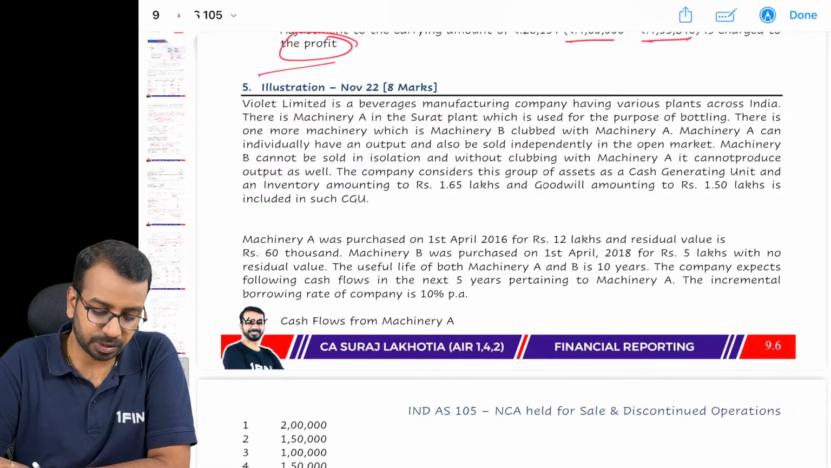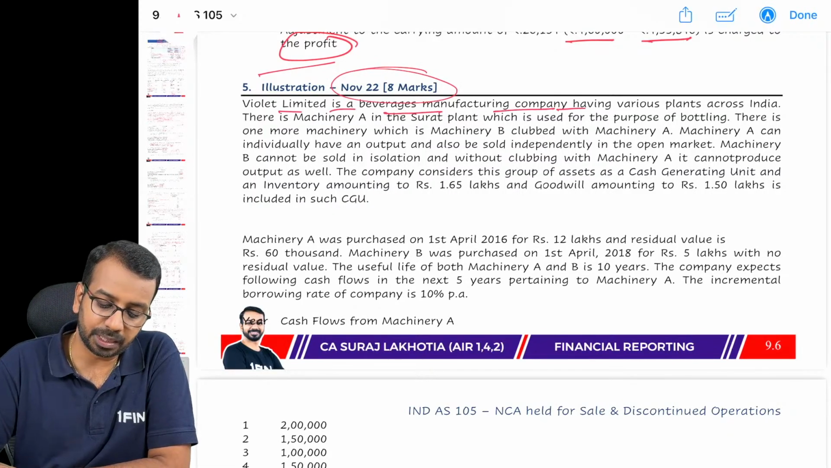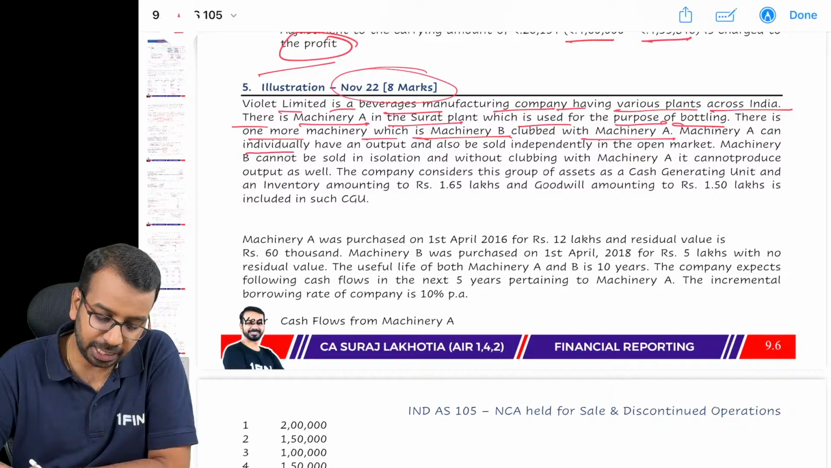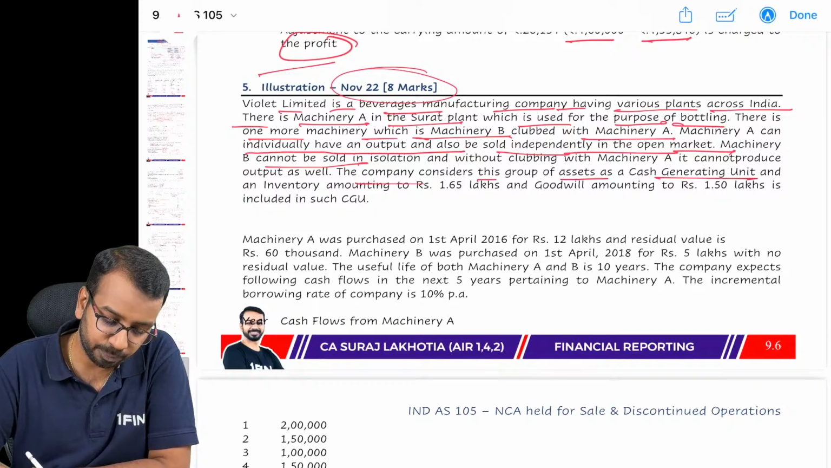Let's look at this question. It was asked in exams also. Violet Limited is a beverage manufacturing company having various plants across India. There is a machinery A in the Surat plant which is used for the purpose of bottling. There is one more machinery, machinery B, clubbed with machinery A. Machinery A can individually have an output and also be sold independently in the open market. B cannot be sold. The company considers these groups as CGU.